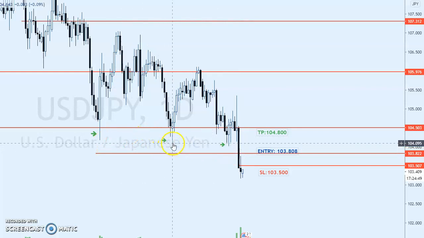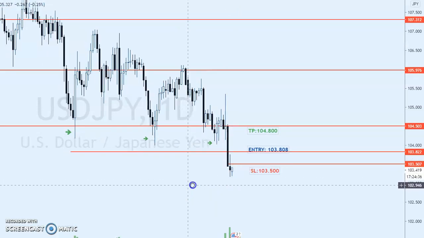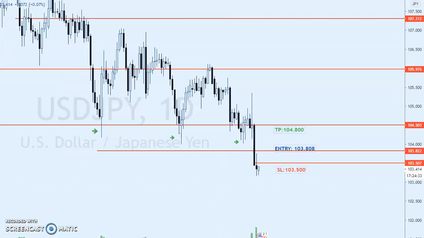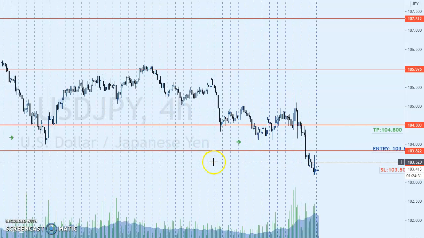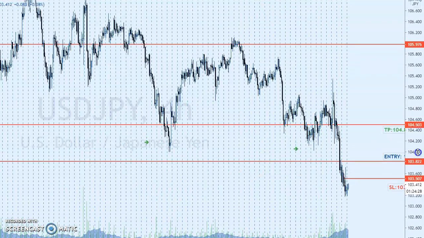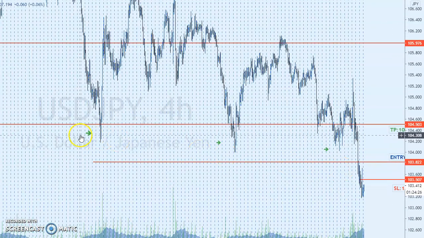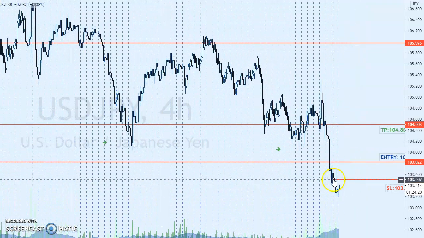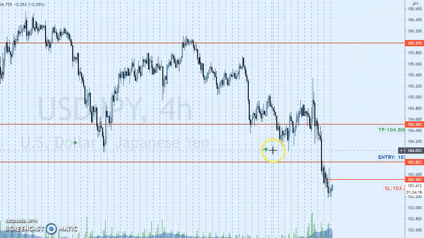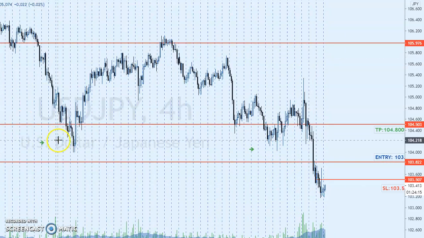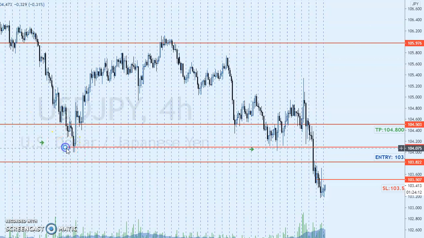There was this major rejection that was supposed to happen here, but it did not happen. In my case, I looked the 4 hour chart. The 4 hour chart was basically telling me almost the same history. Major rejection here, rejection here, rejection here, rejection here. Boom, right there.